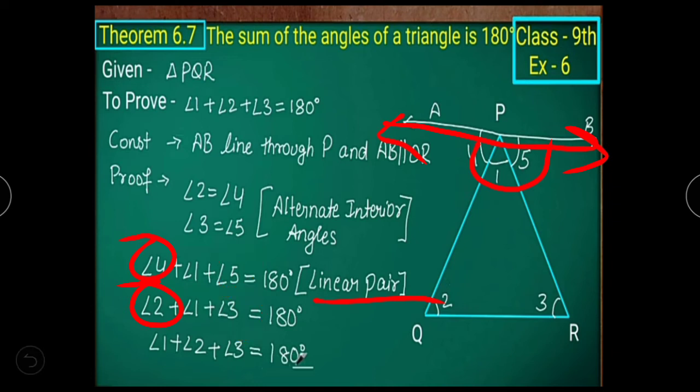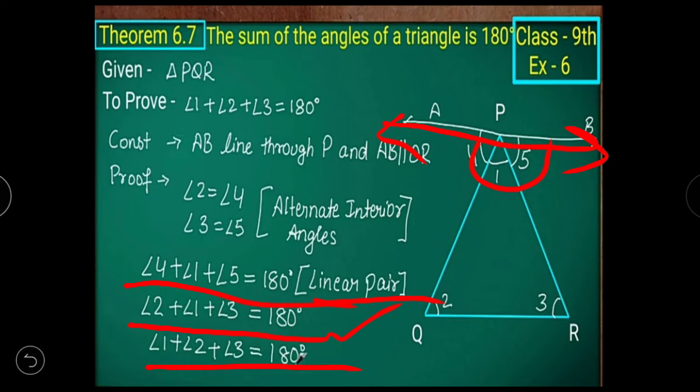Okay, so in this equation I'm going to put the value of angle 4 as angle 2 and angle 5 as angle 3. So we will get angle 2 plus angle 1 plus angle 3 is equal to 180 degrees, and on adjusting we will get angle 1 plus angle 2 plus angle 3 is equal to 180 degrees, and that's what we have to prove, students, that the sum of the angles of a triangle is 180 degrees. So this is our theorem number 6.7.